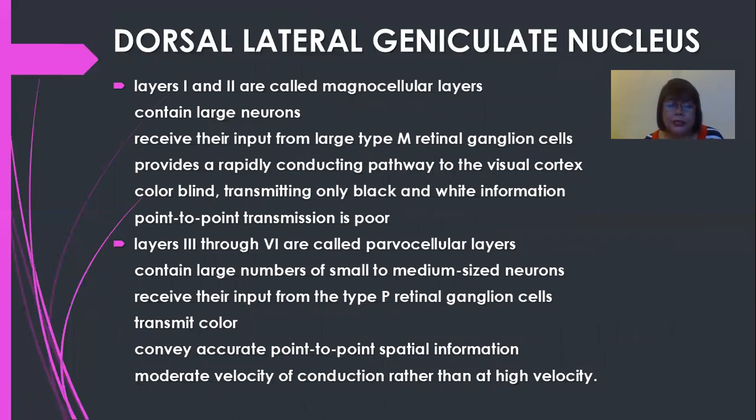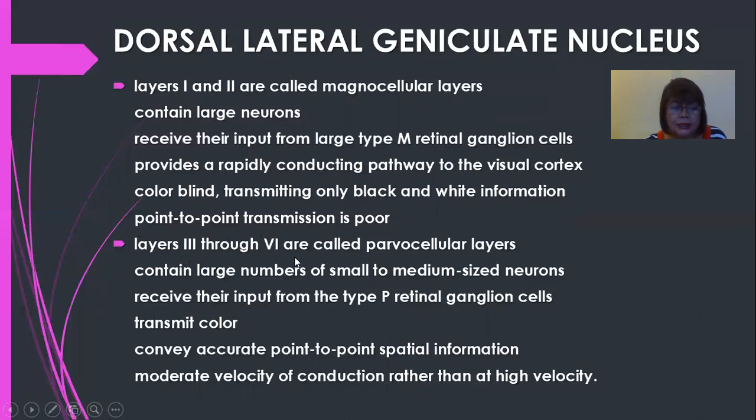In the dorsal lateral geniculate nucleus, layers 1 and 2 are called magnocellular layers, which contain large neurons. They receive their input from large retinal ganglion cells and provide a rapidly conducting pathway to the visual cortex. It is colorblind. It only transmits black and white information, and the point-to-point transmission is poor. So these are layers 1 and 2.